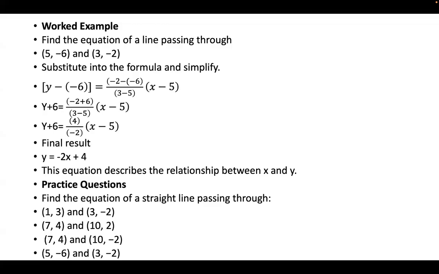So negative 2 times X minus 5 will give you what? We'll get negative 2x plus 10. No, negative 2x minus 10. So Y plus 6 is equal to negative 2x minus 10, when we shift the 6 to the other side. Okay, so we group like terms over there.